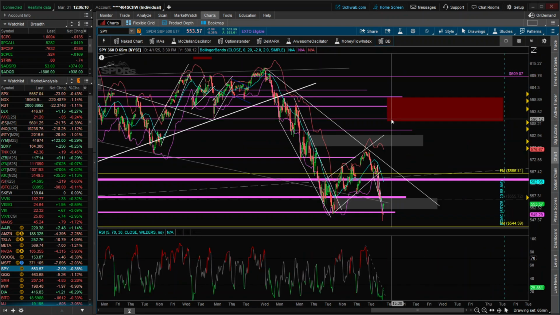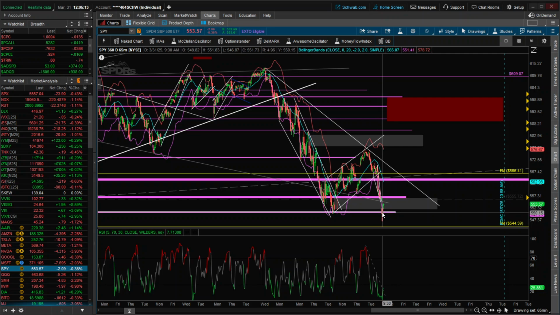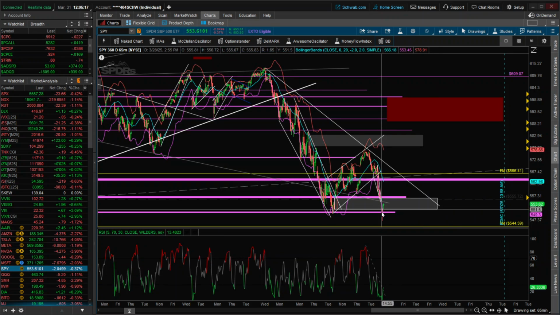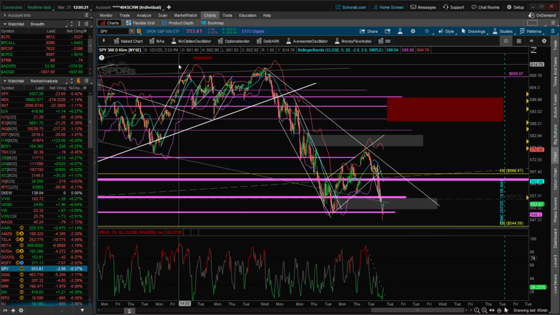That Bollinger Band, just riding it down, and then you get into oversold conditions at the bottom of the Bollinger Band. Outside of the Bollinger Band, that's a buy signal.